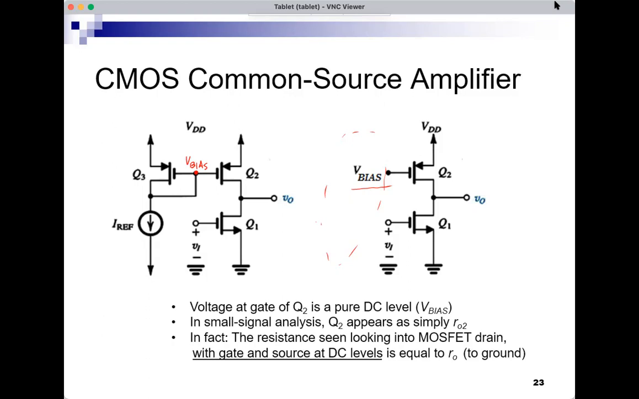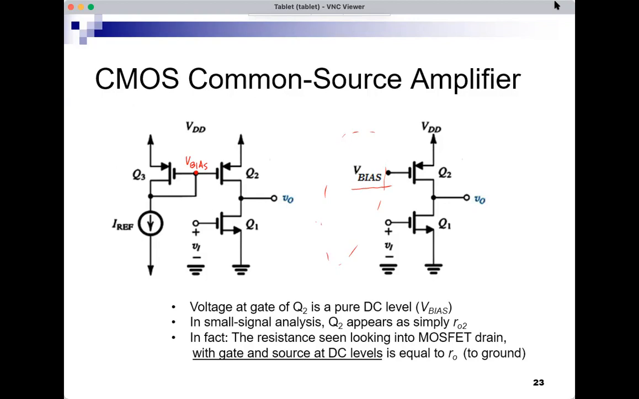The idea that we don't need to do full analysis of the circuit. We can maybe analyze it by using some rules and formulas. And this is, in fact, the first rule that we will use. So what does the rule say? It says that if I'm looking into a MOSFET drain with the gate of the MOSFET and the source of the MOSFET at DC levels, then I will see a resistor equal to small RO2 to ground only. That's it.